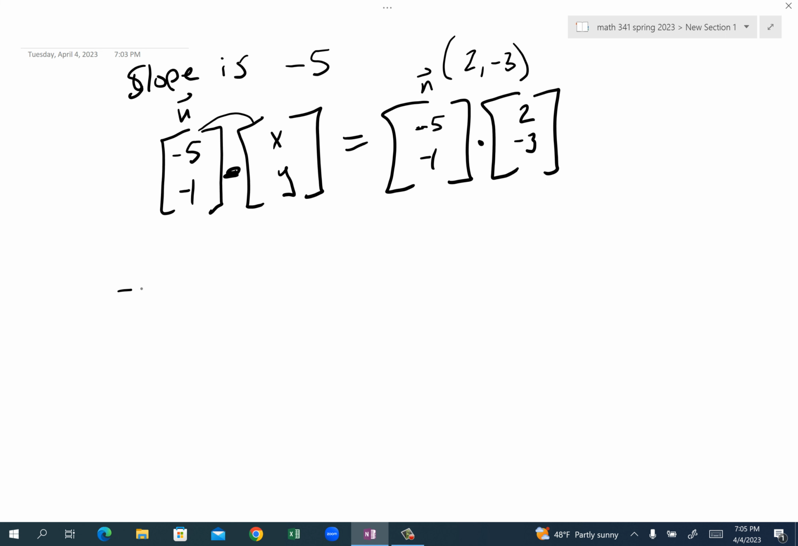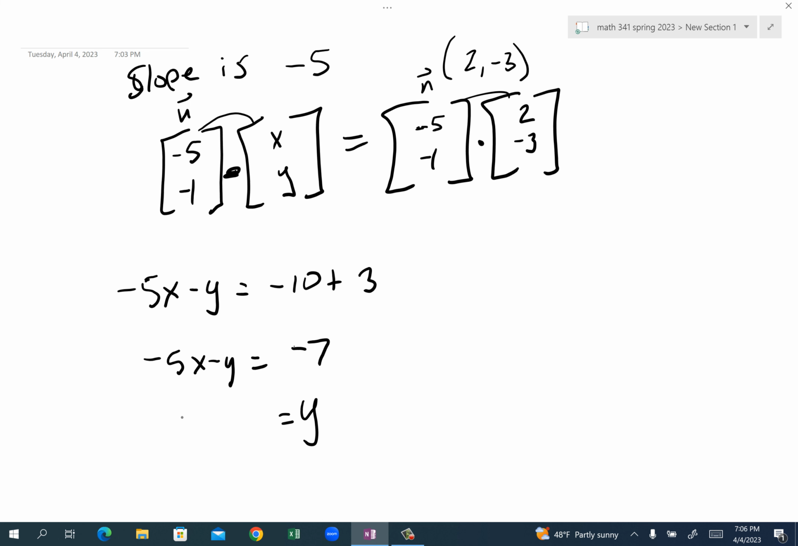Boom. -5x minus y is equal to, if you distribute that, you get -10 plus 3. And so you get -5x minus y is equal to -7. And if you were to solve this, you'd get y equals -5x plus 7. It's a different way of doing it. You with me? It's nothing but a different way of doing it.